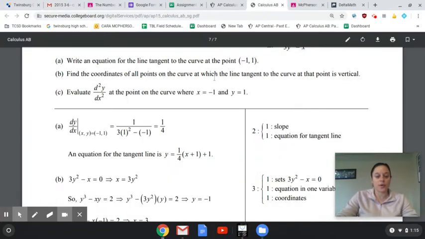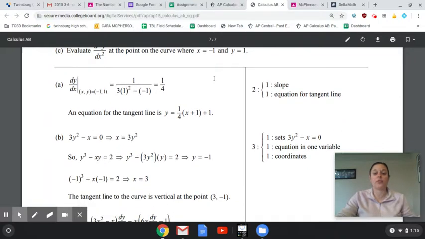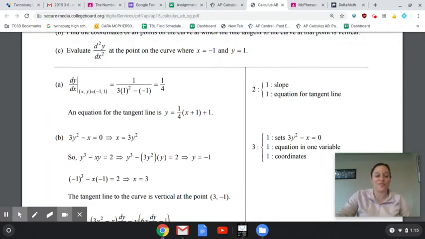As far as their scoring, they gave 1 point if you realize that the denominator has to equal 0. Even if you have no idea what to do with that, you get a point. You get 1 point for then getting your original equation all in one variable. And they did it the same way I did it.